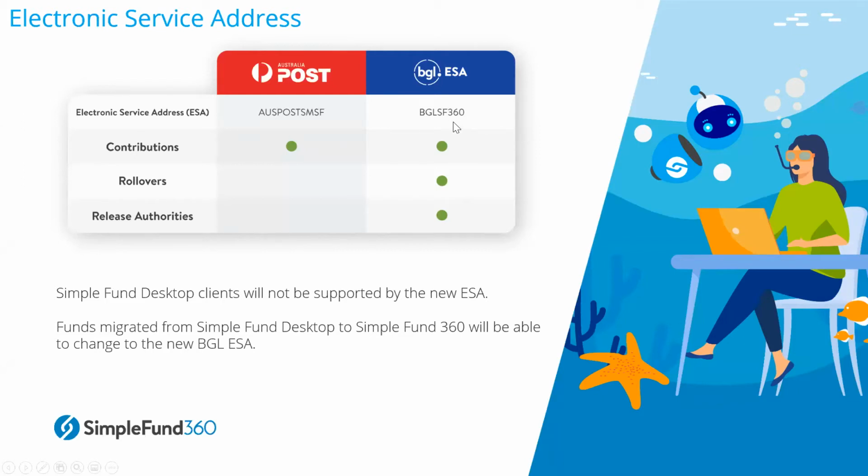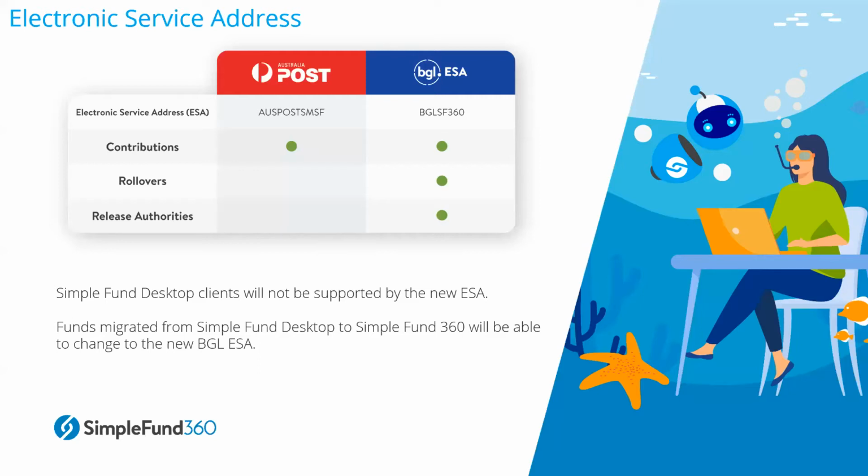So when I move across to the software, I'll show you how to identify which fund is using the Australia Post ESA and which funds are using the BGL ESA. I'll also be pointing out how you can actually change the ESA.